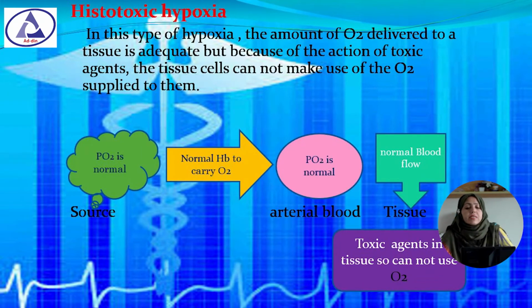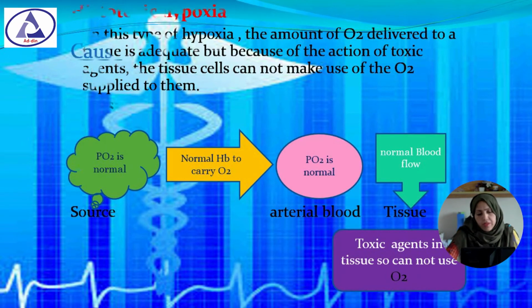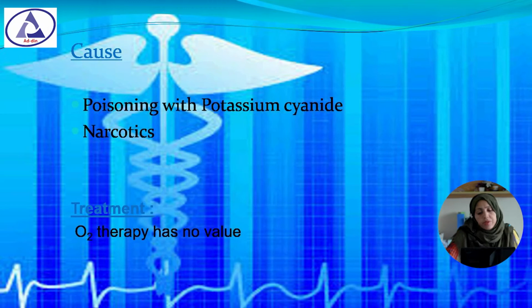Histotoxic hypoxia. In this type of hypoxia, the amount of oxygen delivered to a tissue is adequate, but due to the presence of a toxic agent, the tissue cells cannot make use of the oxygen supplied to them. The cause is poisoning with potassium cyanide and narcotics. Oxygen therapy has no value.